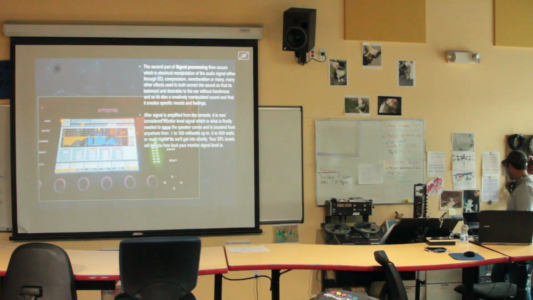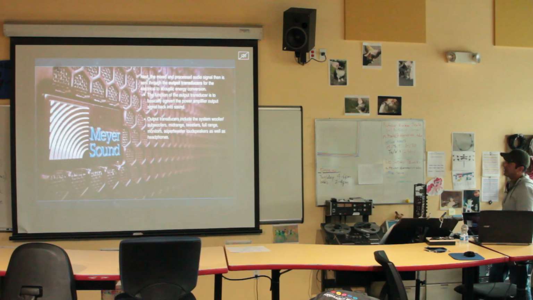After the signal is amplified from the console, it is now considered monitor level signal, which is what is finally needed to move the speaker cones, and is boosted from anywhere from 0.1 to 100 milliwatts up to 0.5 to 500 watts, or much, much higher, as we'll get into shortly. Your SPL levels will tell you how loud your monitor signal level is, which you can see on your phone or on your console, some of them, depending on what you want to use.